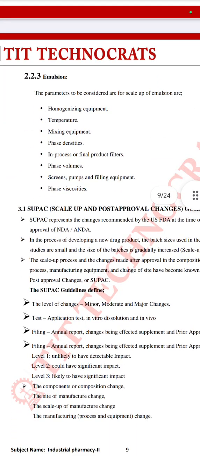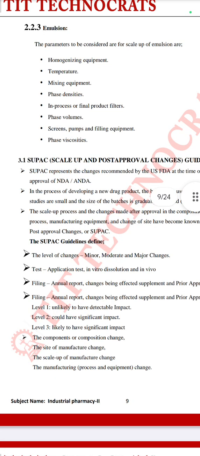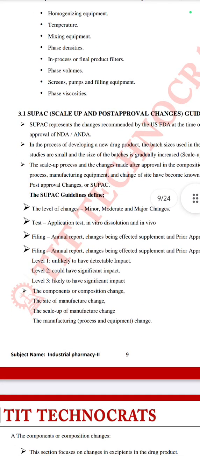Next is emulsion. Emulsion is also considered a liquid preparation. The parameters considered in scale up of emulsions are homogenizing equipment. This is a very important parameter, homogenization, for proper mixing of the drug and other excipients, temperature, mixing equipment, and phase equipment. So these all are considered as the pilot plant preparation for solid, liquid and oral preparation.